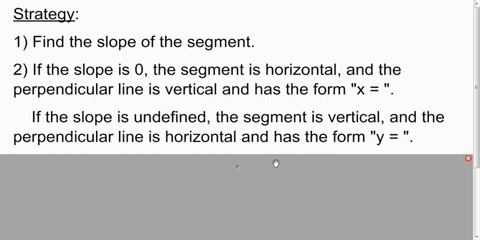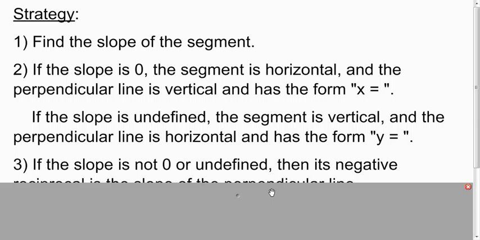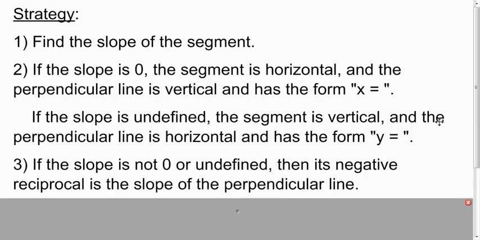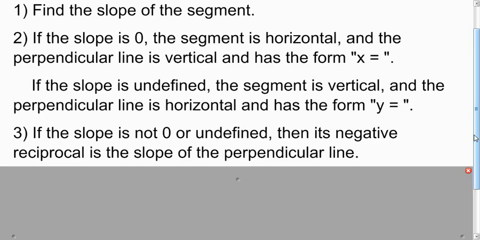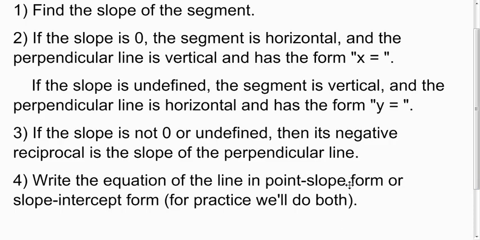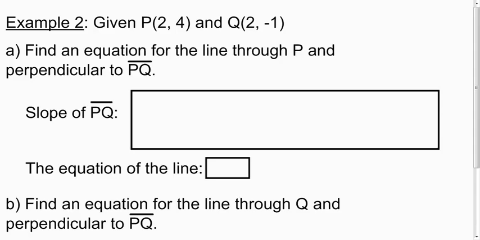If, however, it's not 0 or undefined, we have to look at the negative reciprocal of the slope, because we know the line with the negative reciprocal is going to be perpendicular. And then we're going to use that slope along with either point slope form or slope intercept form to figure out the equation of a line. So we're going to practice both methods when we get to it. You're responsible for knowing both. An answer could show up in point slope form or in slope intercept form. So you really should know both strategies.